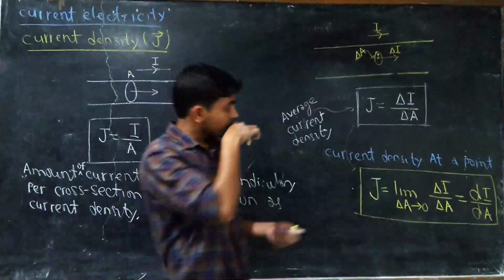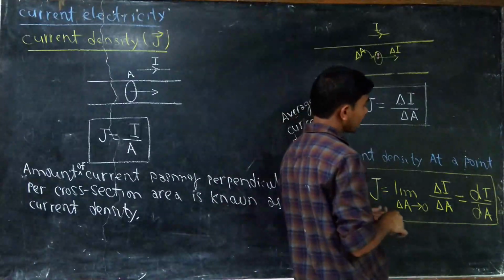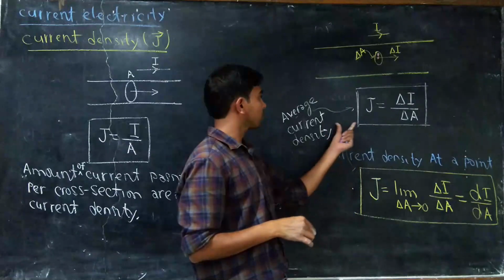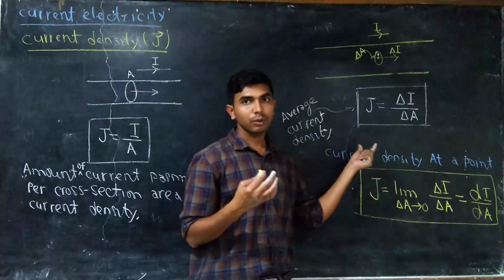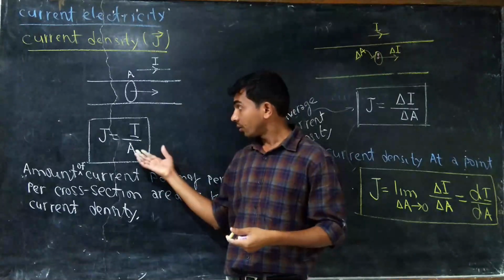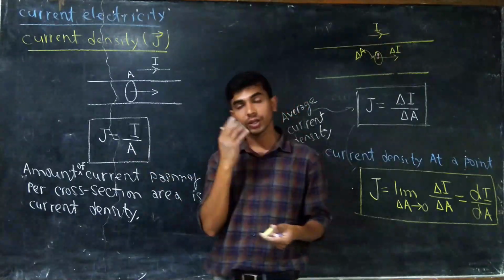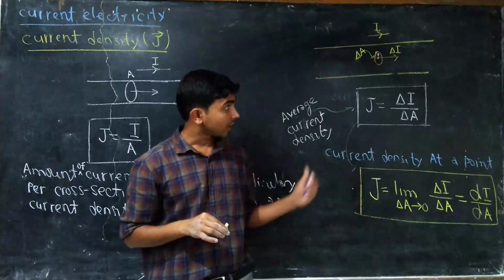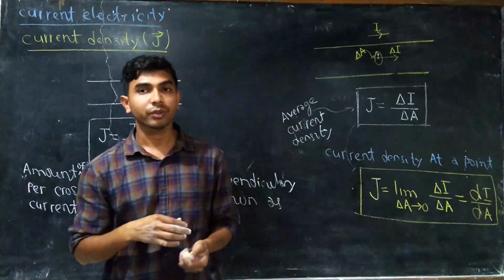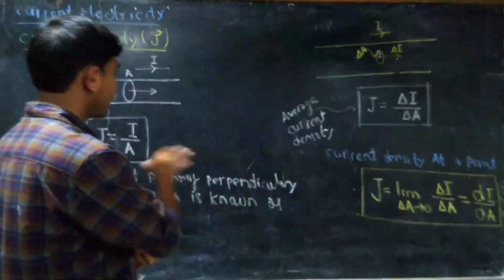With the help of this formula, you are able to calculate current density at a point, and with this you are also able to calculate average current density. This is your general formula. Next, there are some more things I have to discuss, so first you note it down.